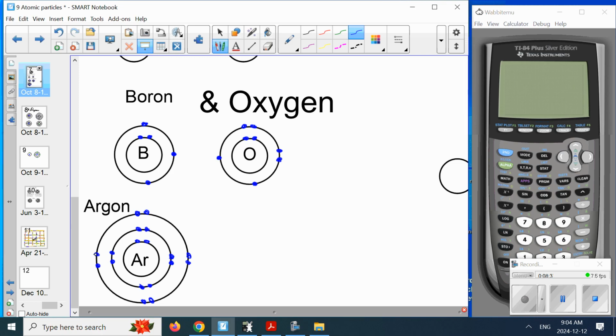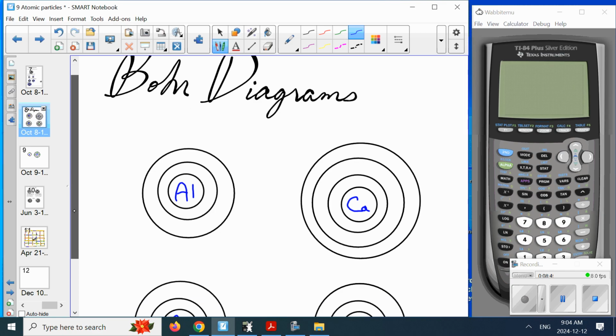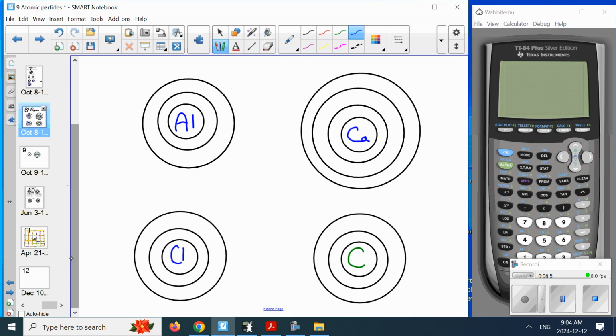Lewis diagrams, which are simplified Bohr diagrams, just the outer ring. You'll see about this. But I'm going to ask you guys to do Bohr diagrams for these. Now I said that every once in a while it'll only be calcium or potassium. You'll do a fourth level, but that's it. I won't go higher than calcium, ever. So aluminum, calcium, chlorine, and carbon. Those are the Bohr diagrams there.